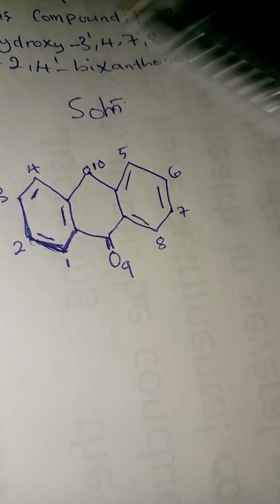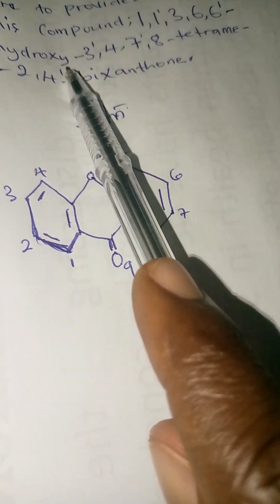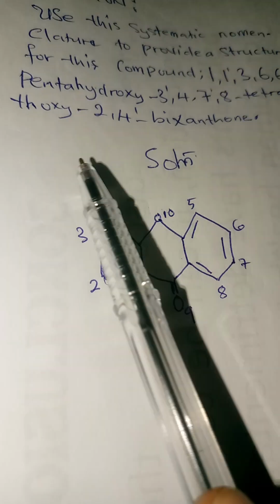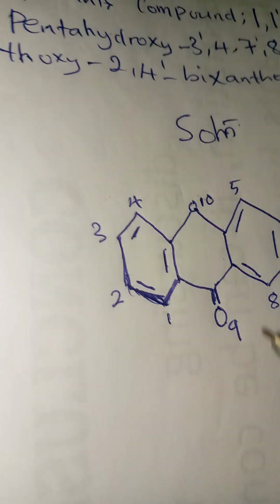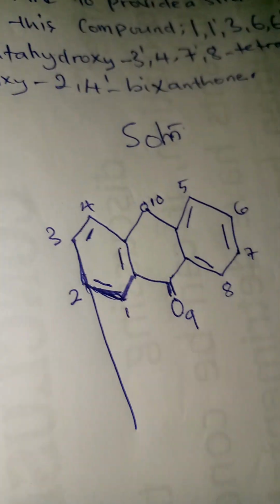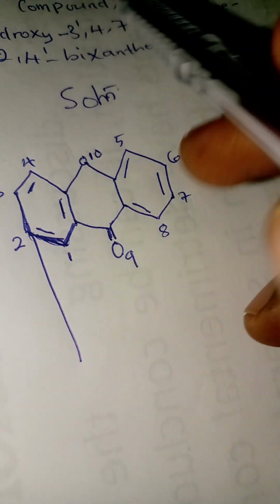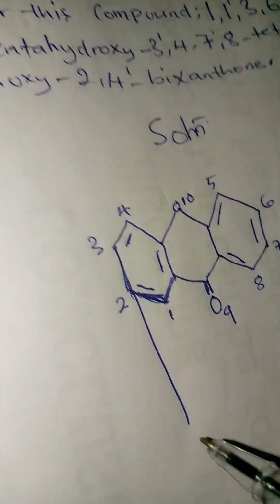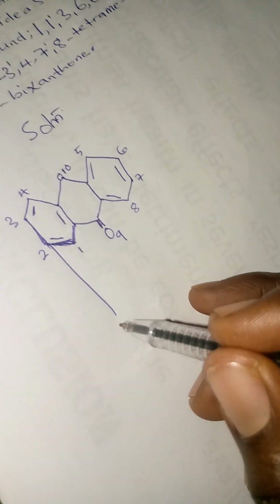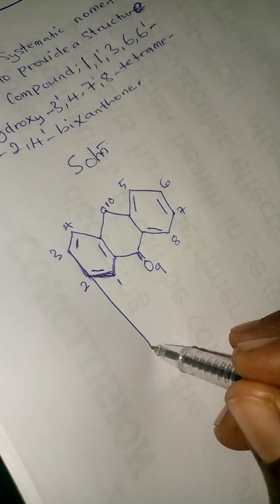Where are they connecting? The question says 2, 4 prime. That means they are connecting at 2 and 4 prime. So let me go to my 2. This is my 2. I can draw my 2 down here and connect the 4 prime and draw another xanthone. I can draw another xanthone here, and another one here.